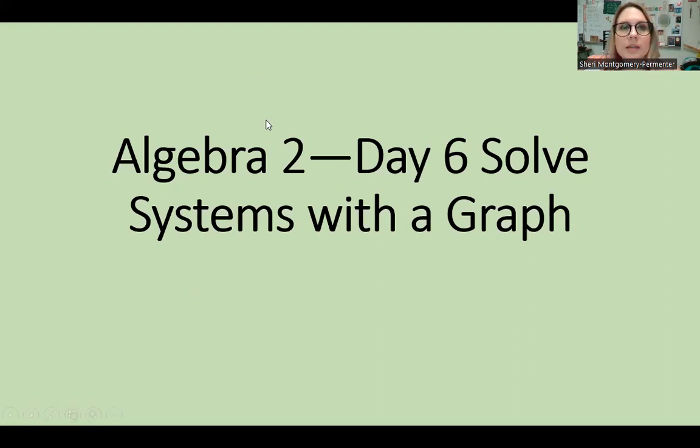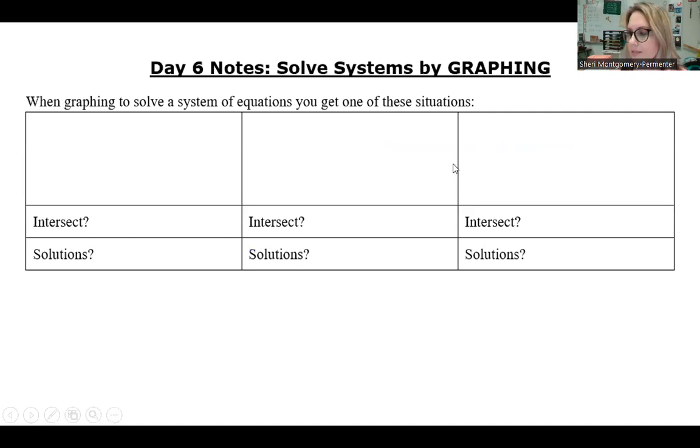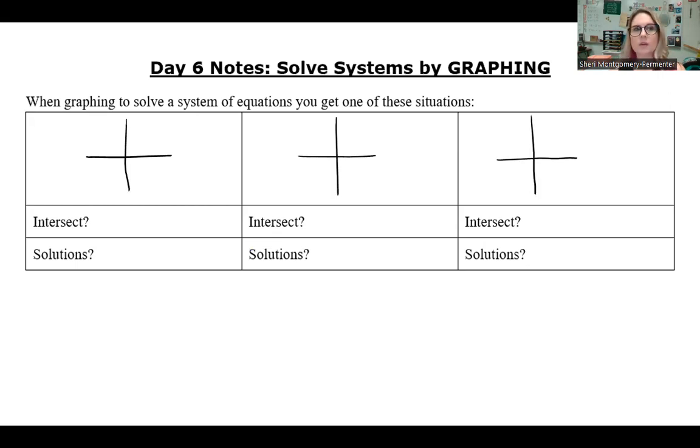First thing that we're going to do is draw some things in our boxes. So there are 3 different things that can happen when we are solving systems of equations. And so the first thing that I'm going to do is just write an X and a Y in each box. And then I'm going to show you the 3 different situations.